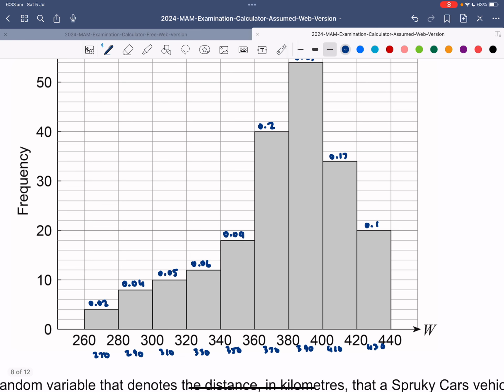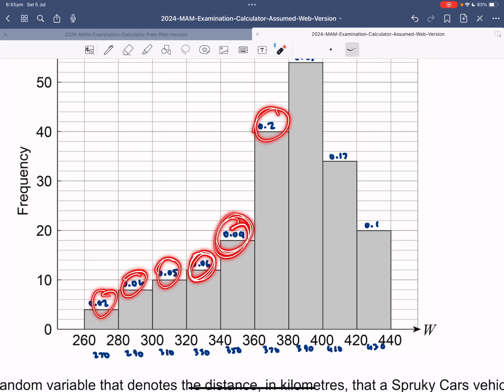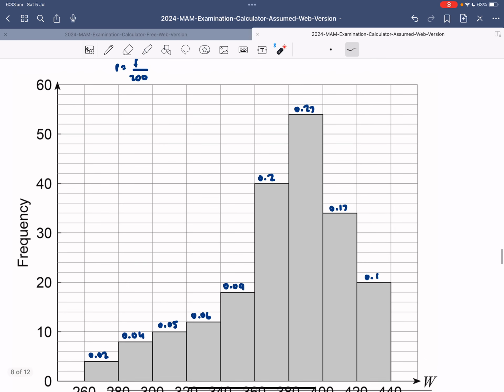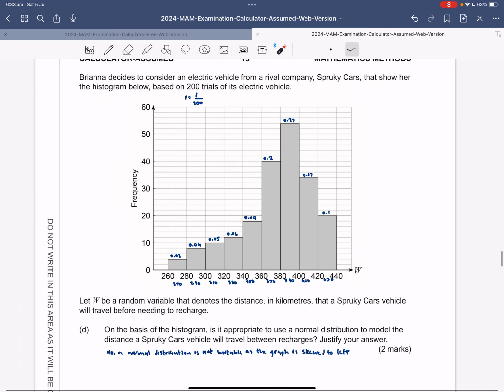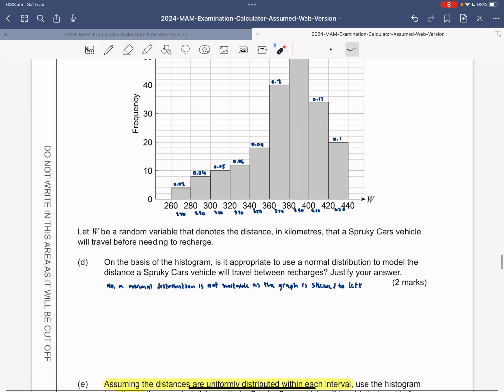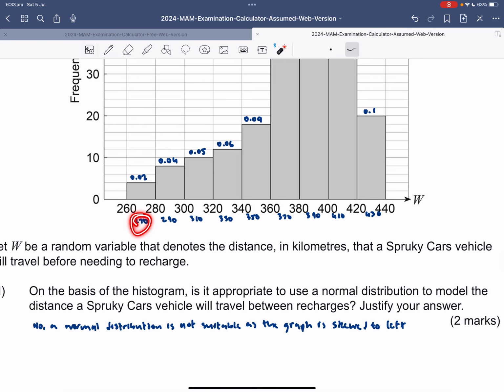I know in my exam I double checked that it added up to 1. 2 plus 4 is 6, plus 5 is 11, plus 6 is 17, plus 9 is 26, plus 20 is 46, plus 27 is 73, plus 17 is 90, plus 10 is 100. There you go. So now it's basically become a DRV, where these are the scores and these are the probabilities.